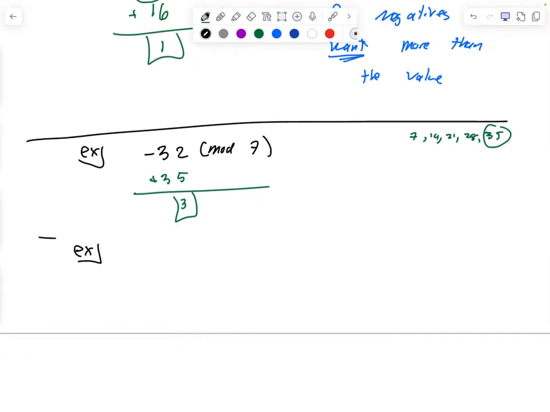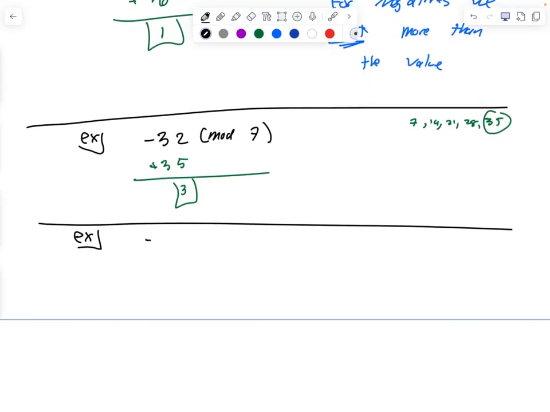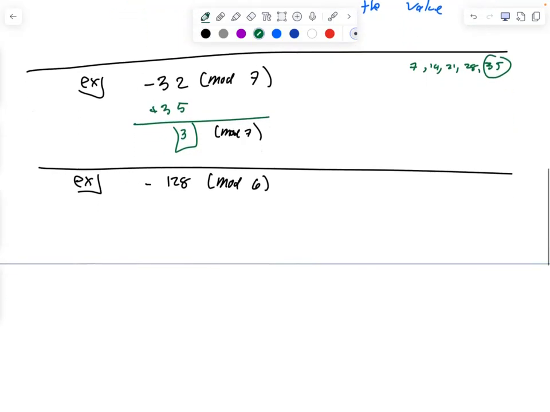Last basic one before we get into using addition. What is that? The mod 7? So we could just say that this is mod. Oh, we're going to get to that. Negative 128 mod 6. Okay.